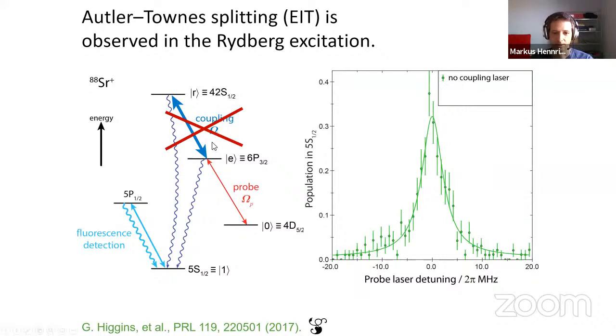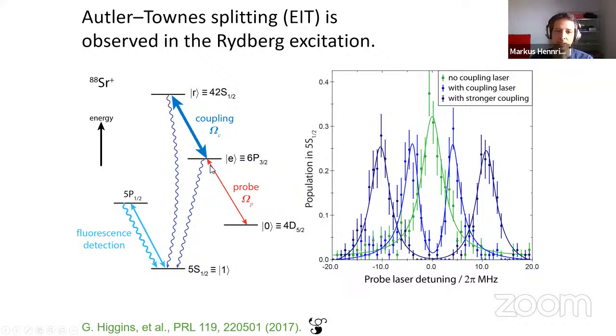So the initial experiment that we've then done, we started in this 4d5/2 initial state. We excited first just to the intermediate state with the first 243 nanometer laser and looked at the spectrum here. So without any coupling laser, without a second laser here, we just see the resonance line of this transition. If we now switch on the upper second laser, what we see, if we make that very, very strong, is that we get dressed states between these two levels.